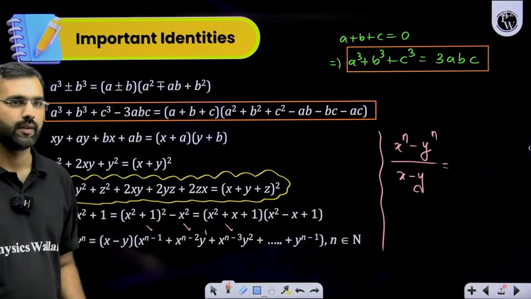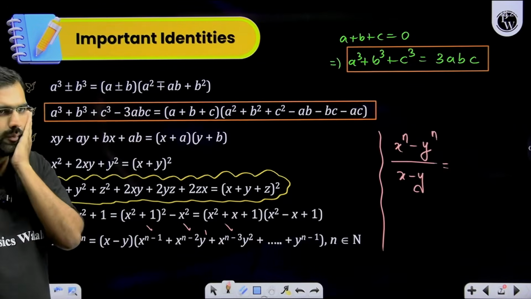Now, what is the catch here? Yes. I don't remember what is IOQ.